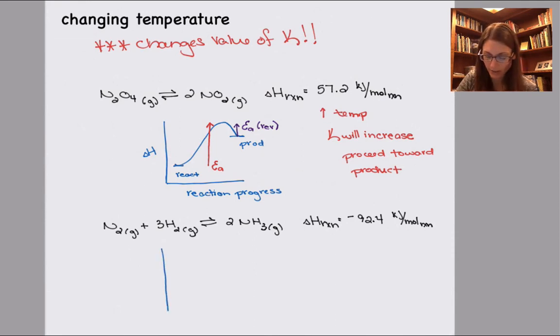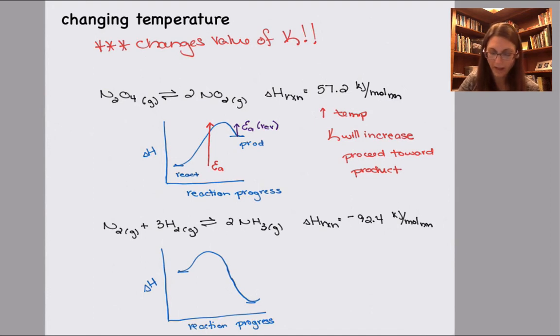On the contrary, if I take a look at the reaction down below, and make the same kind of diagram, I see that this is an exothermic reaction. Again, there's going to be an activation energy barrier that will have to be overcome. And for the forward reaction, that's relatively low. But for the reverse reaction, that activation energy barrier is pretty high.